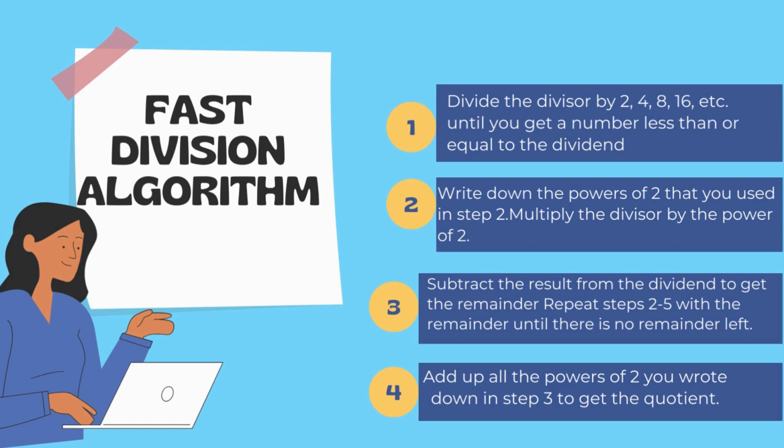Next is the fast division algorithm. Divide the divisor by 2, 4, 8 and 16 until you get a number less than or equal to the dividend. Write down the powers of 2 that you used in step 2. Multiply the divisor by the power of 2. Subtract the result from the dividend to get the remainder and repeat steps 2 and 5 with the remainder until there is no remainder left. Add up all the powers of 2 you wrote down in step 3 to get the quotient.